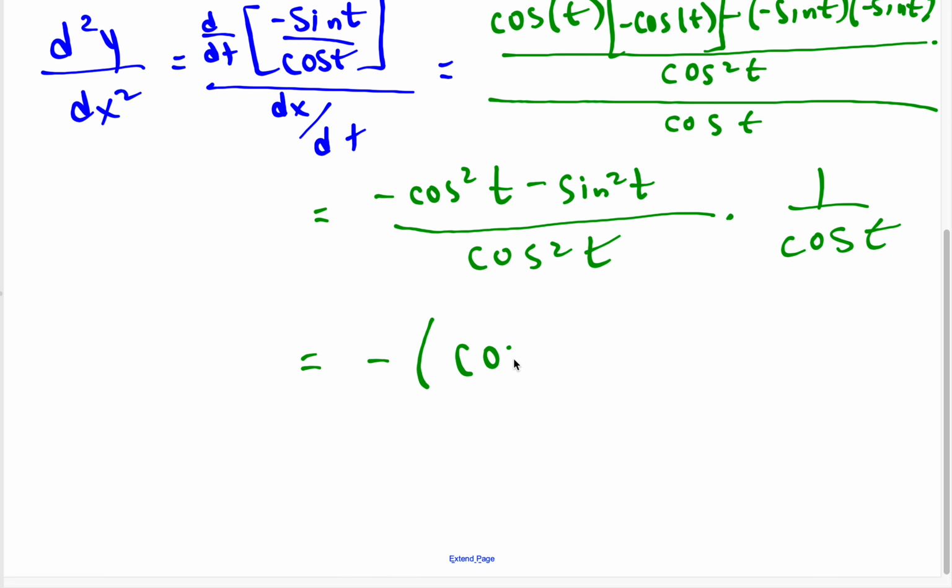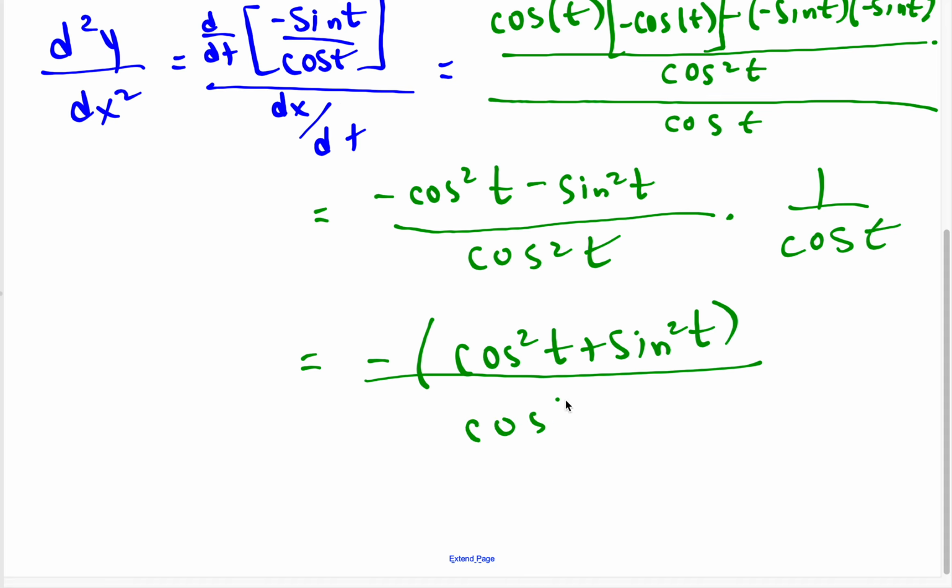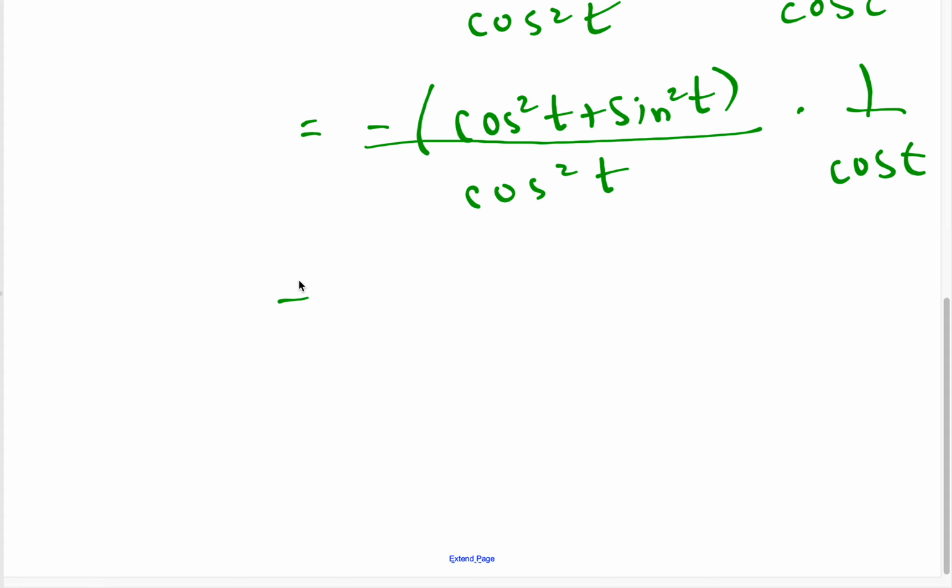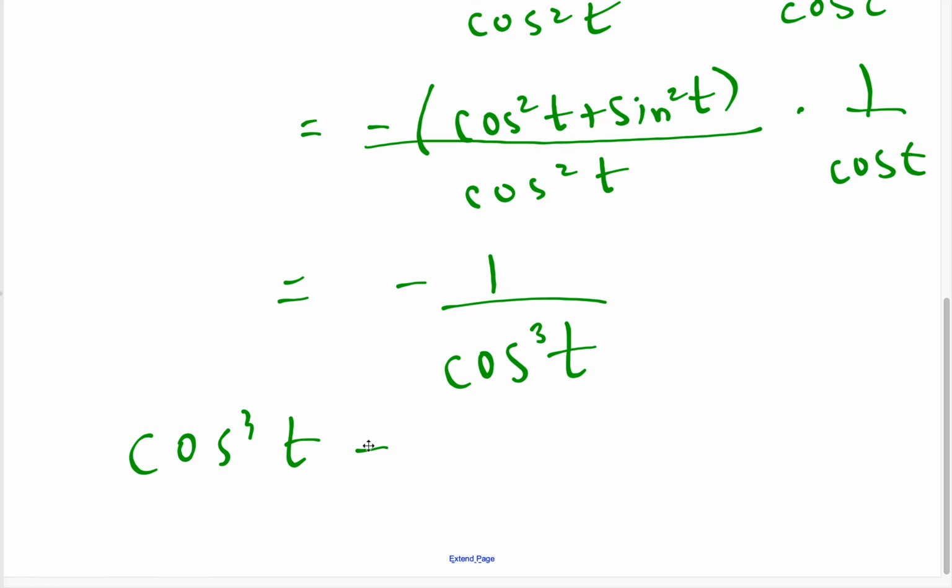Factor out a negative: cosine squared t plus sine squared t, all over cosine squared t times 1 over cosine t. Cosine squared t plus sine squared t is 1, so we have negative 1 over cosine cubed t. Where is that going to equal 0? That's going to equal 0 at t equals pi over 2. And remember, we're dealing with an interval that they gave us from 0 to pi.